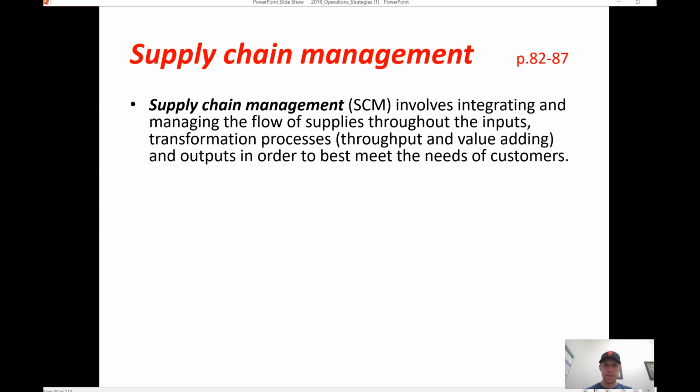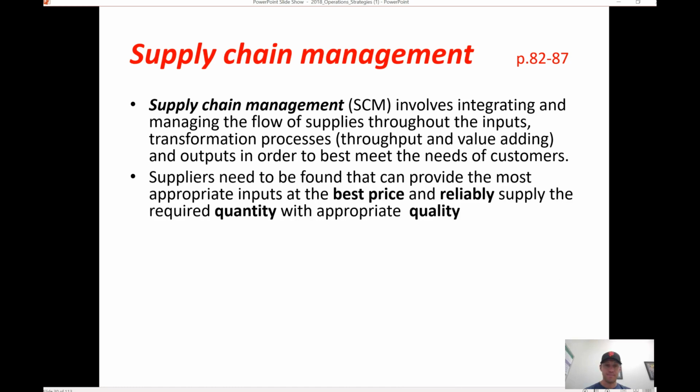So ensuring that the suppliers that are required to come up with a particular product are managed appropriately and it best meets the needs of the customer. Suppliers need to be found that can provide the most appropriate inputs at the best price and reliably supply the quantity with the appropriate quality. So all businesses, particularly those that manufacture a product, are very reliant on suppliers.